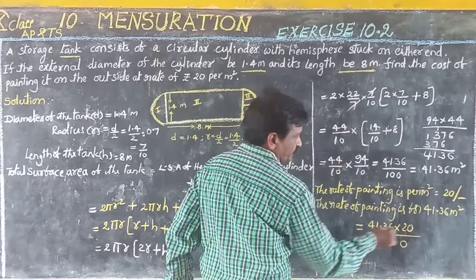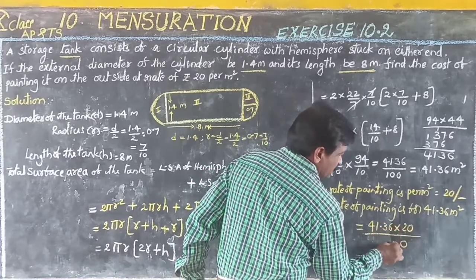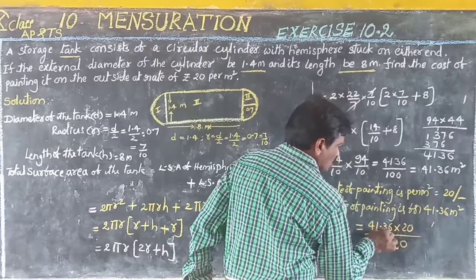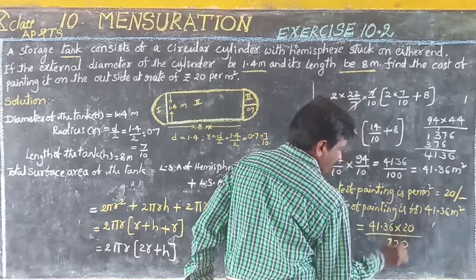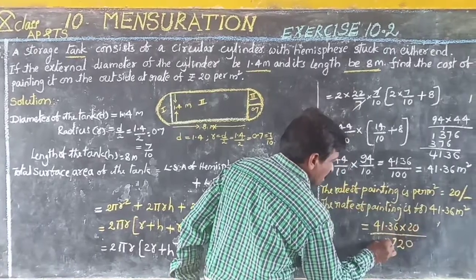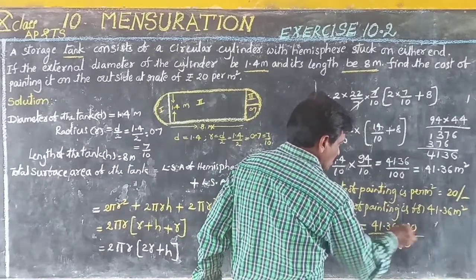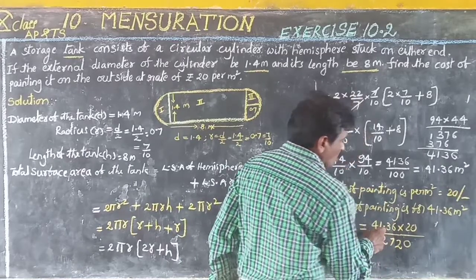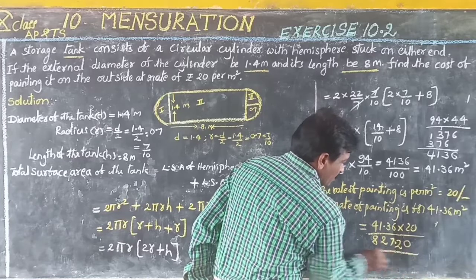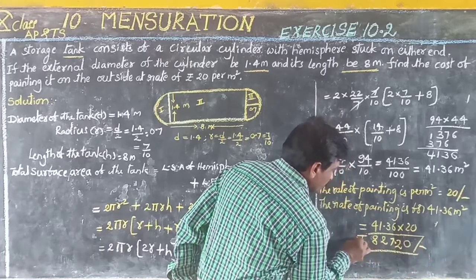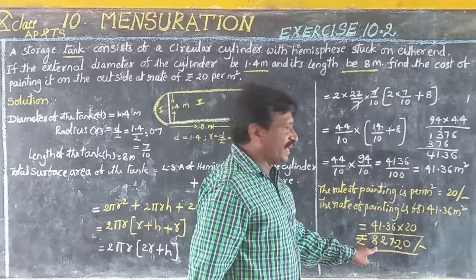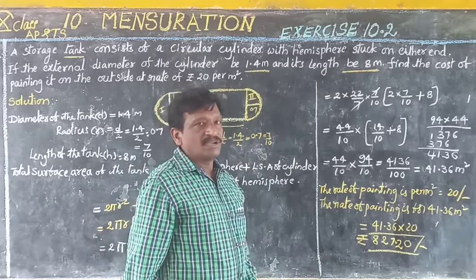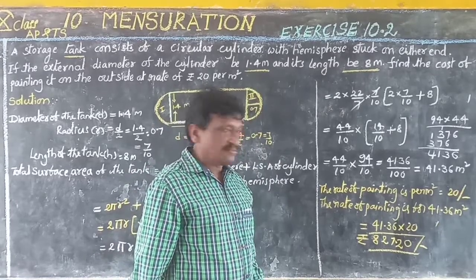0, 2 6 12, 1, 2 3 6 7, 2 1 2, 2 4 8. Point after 2 digits decimal. So the rate is 827.20. The cost of painting is 827.20 rupees.